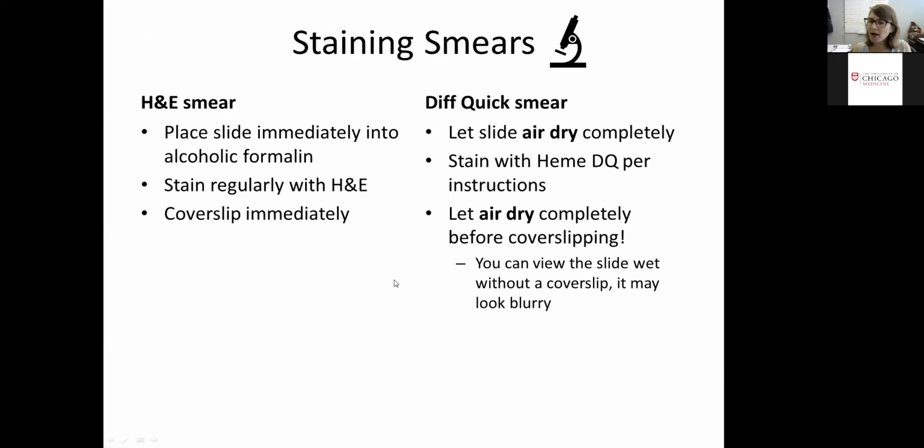So just as a reminder, when you're staining smears, here's what you do. If you're doing an H&E smear, make sure you have your alcoholic formalin jar with you and place that smeared slide immediately into the alcoholic formalin, stain it regularly with your H&E process, and cover slip immediately. If you're doing a Diff Quick smear, you gotta grab those Diff Quicks from the heme bucket, right?